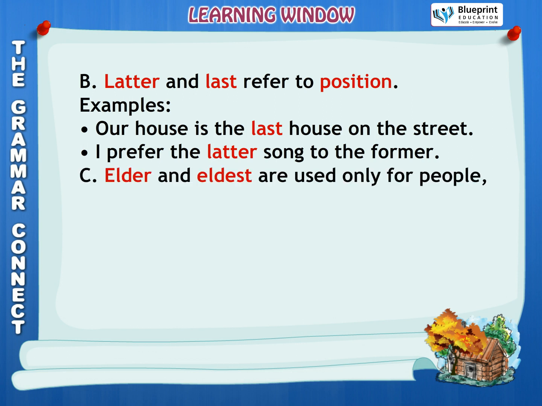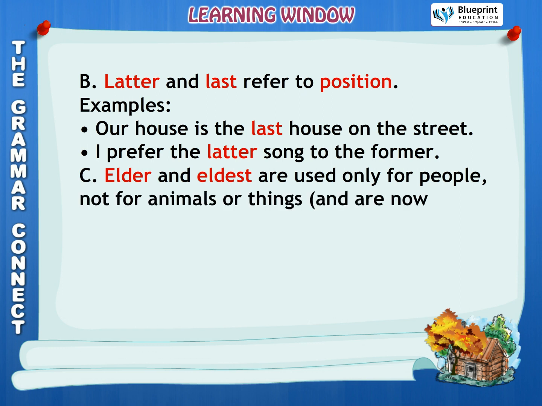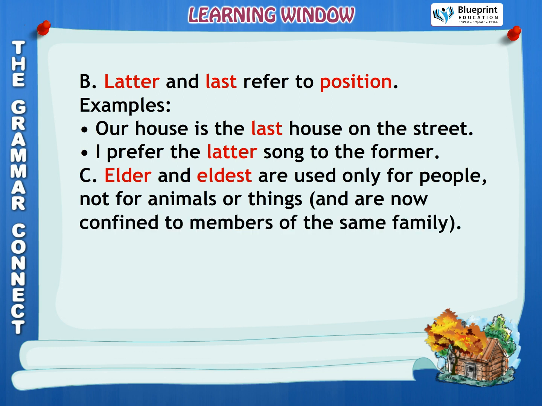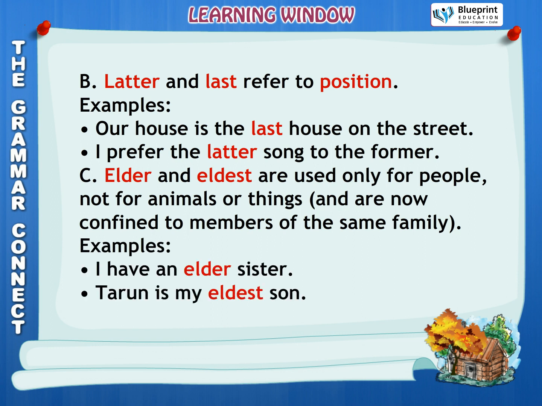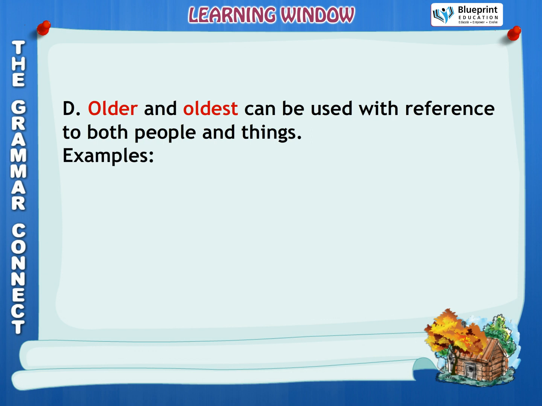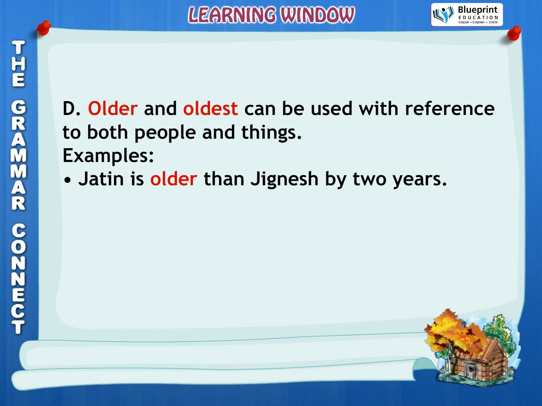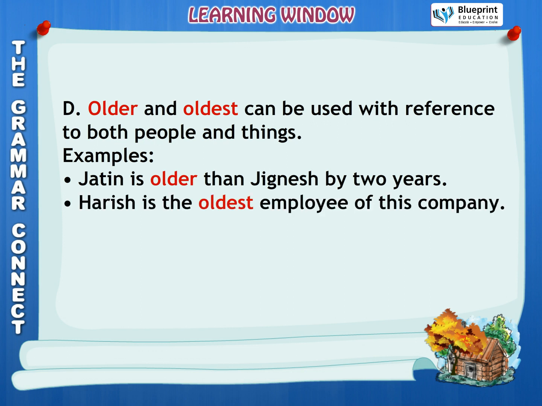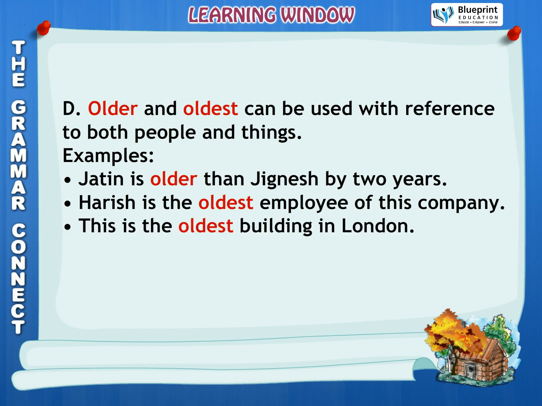C. Elder and eldest are used only for people, not for animals or things, and are now confined to members of the same family. Examples: I have an elder sister. Tarun is my eldest son. D. Older and oldest can be used with reference to both people and things. Examples: Jatin is older than Jignesh by 2 years. Harish is the oldest employee of this company. This is the oldest building in London.